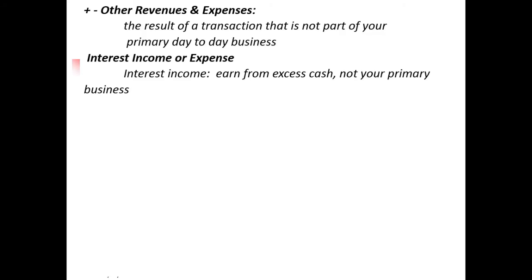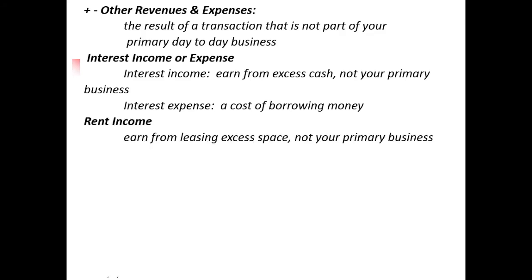Interest income or expense. Interest income is earned from excess cash, not your primary business. Interest expense is a cost of borrowing money. Rent income is earned from leasing excess space, not your primary business.